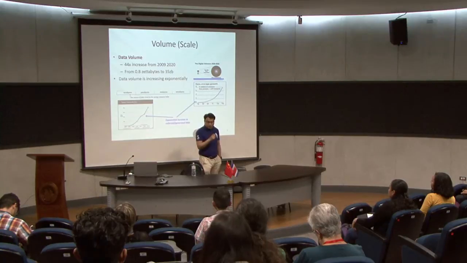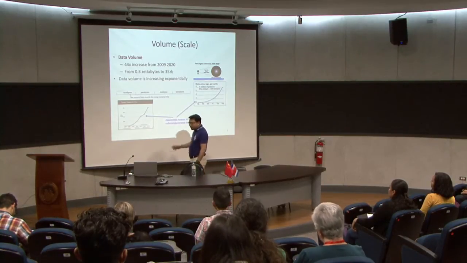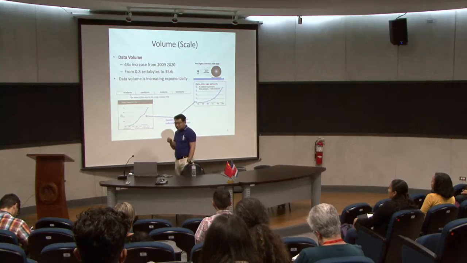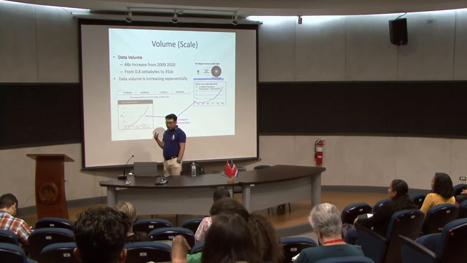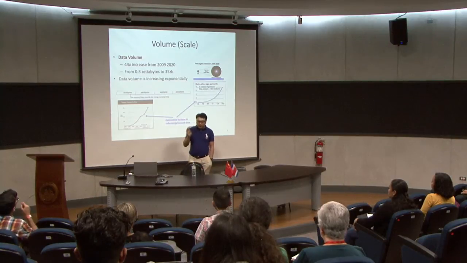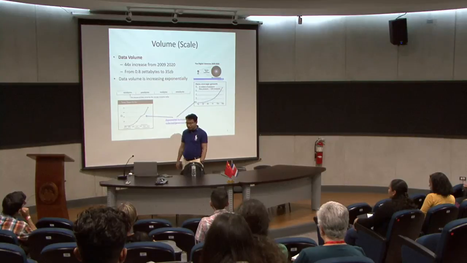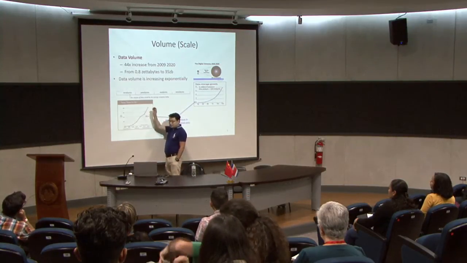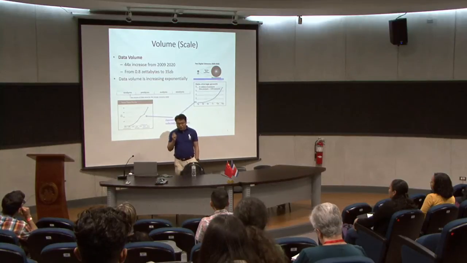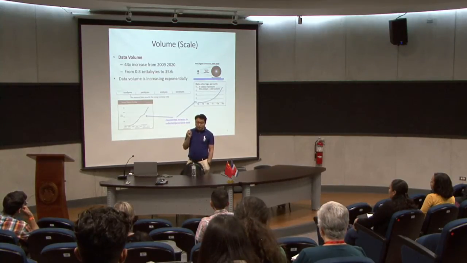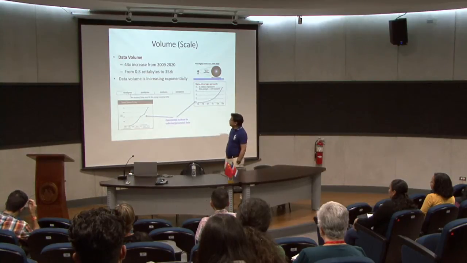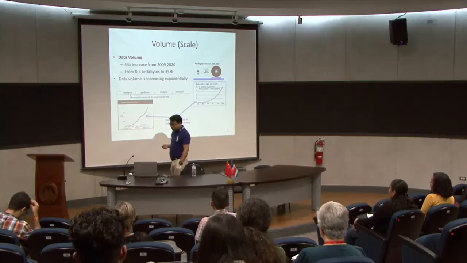The first feature of big data is volume. In 2020, the data volume will be 44 times more than the data in 2009, from 0.8 ZB to 35 ZB. 1 ZB is 1,024 EB, and 1 EB is 1,024 PB. So it's very huge. Okay. This is the first feature of big data.